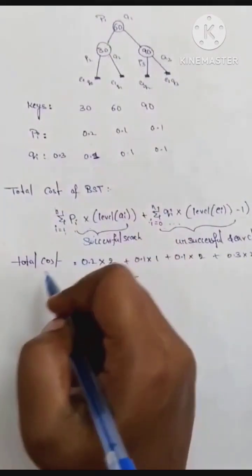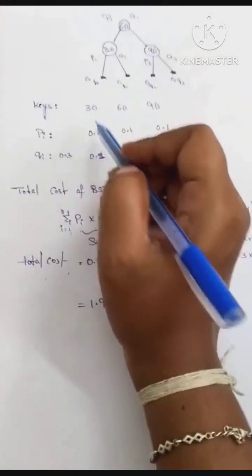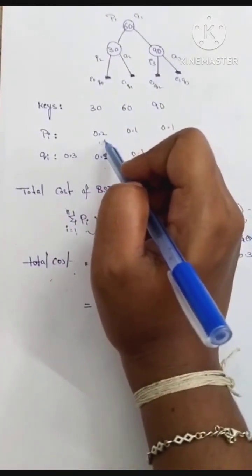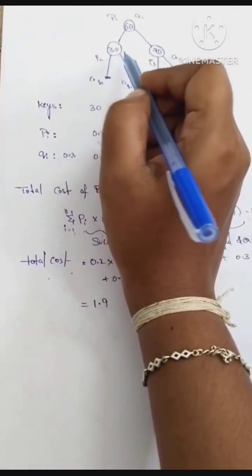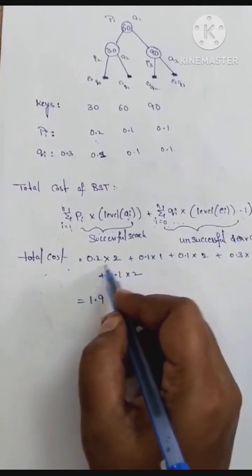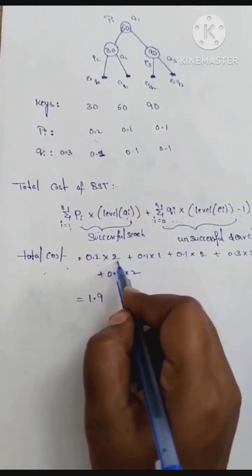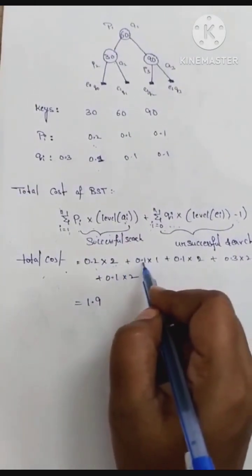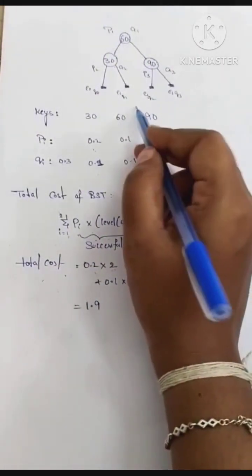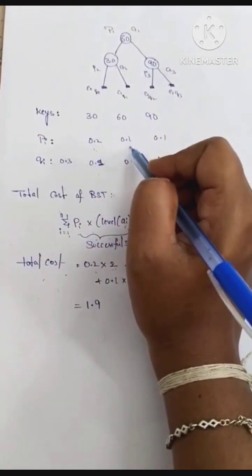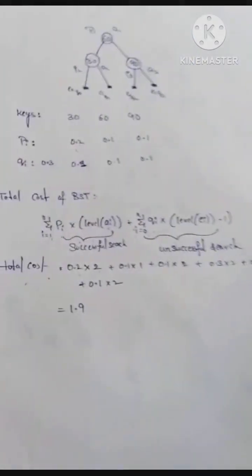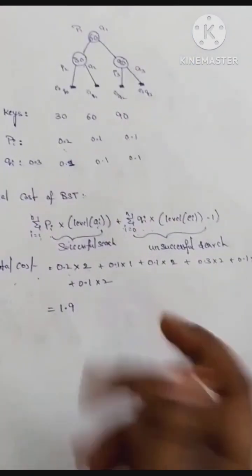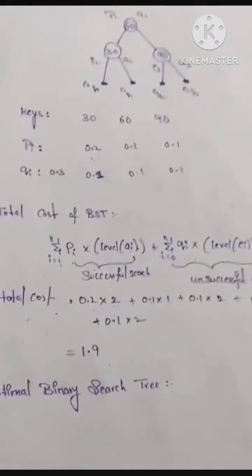For the given example, the total cost comes from the probability of success of the first node, that is 30. The level of the 30 is 2. So, probability into level, plus for node 60, 0.1 into 1, and finally it gives the result as 1.9. Move to the next step.